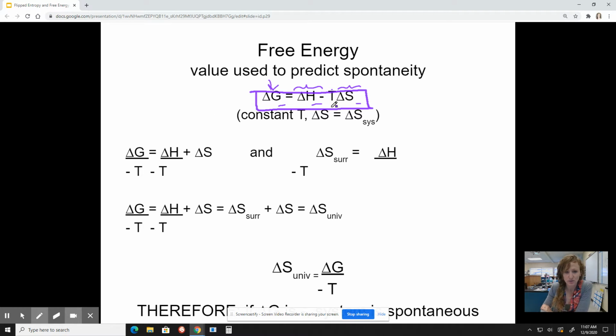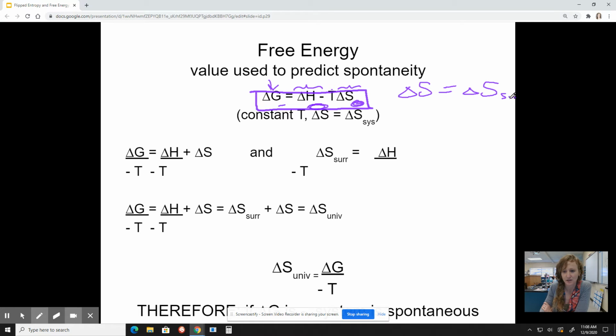So H is going to be delta H of the system, whether that system is a reaction or a neutralization or a formation or a physical change, doesn't matter. It's going to be delta H of the system. Delta S here is also of the system. So from this point on in chemistry, if you ever see a delta S with no subscript, it's going to be delta S of the system.